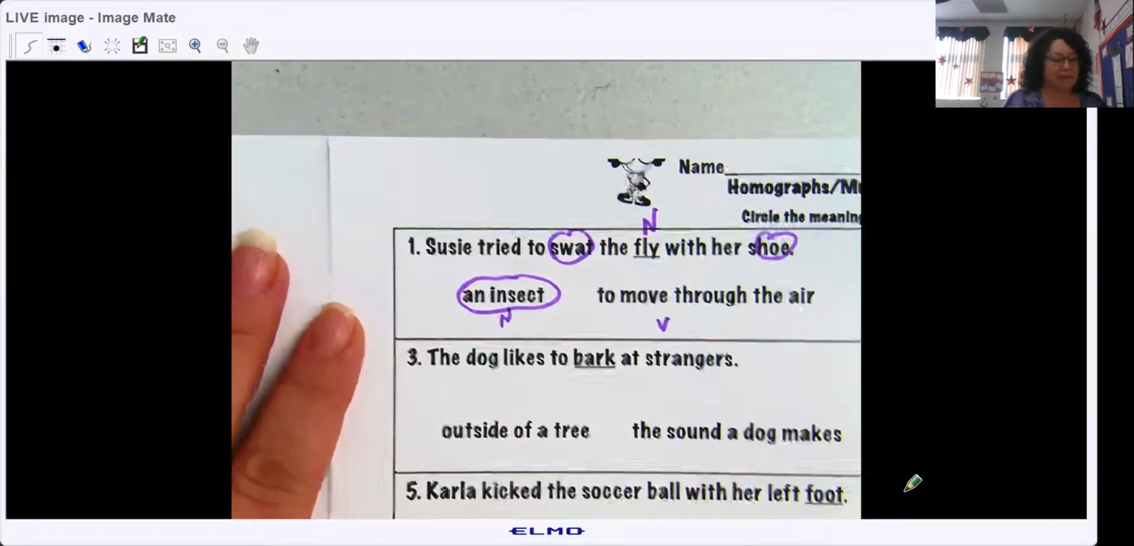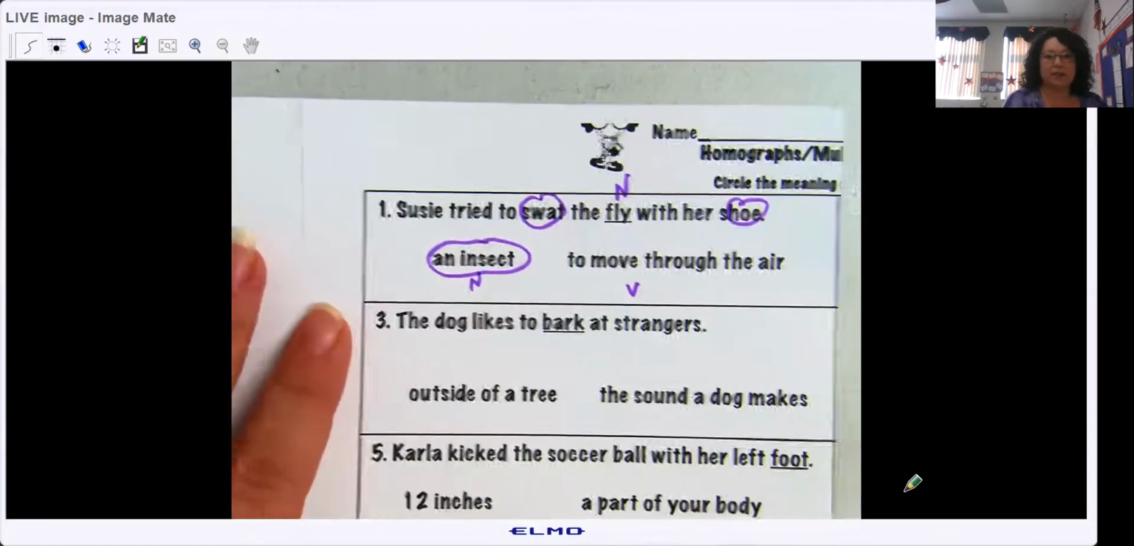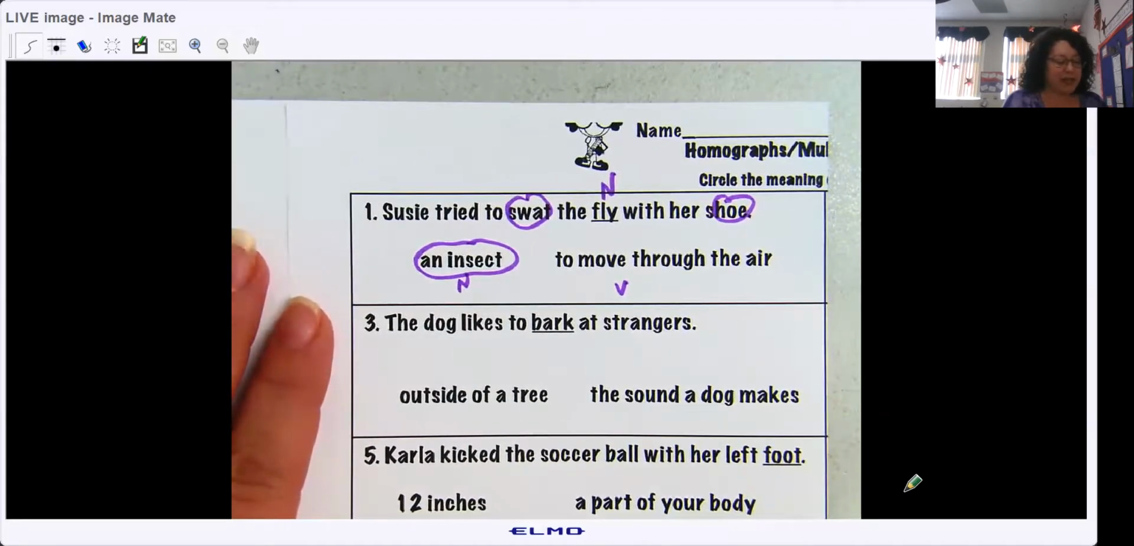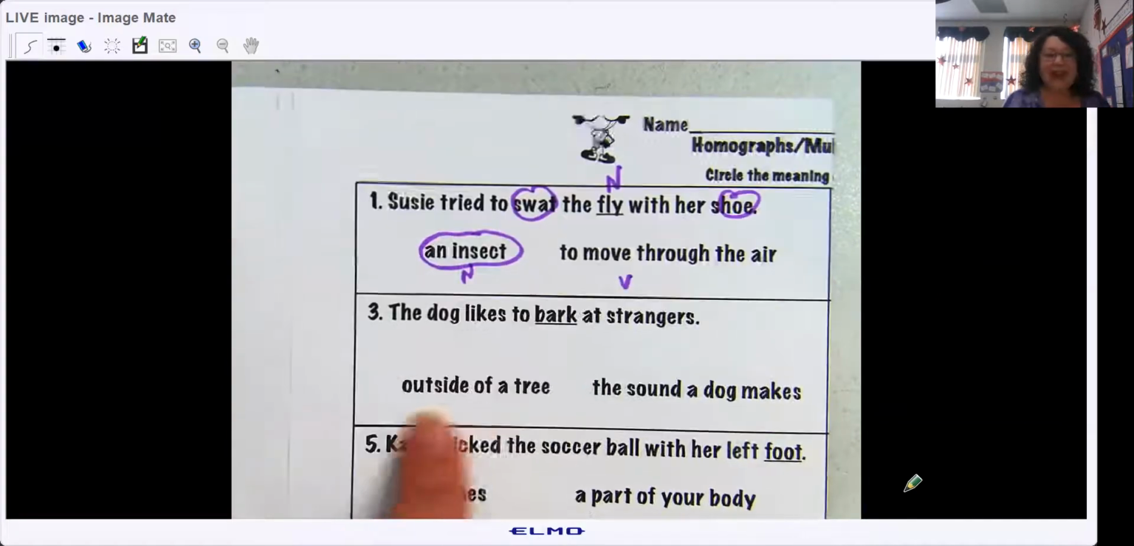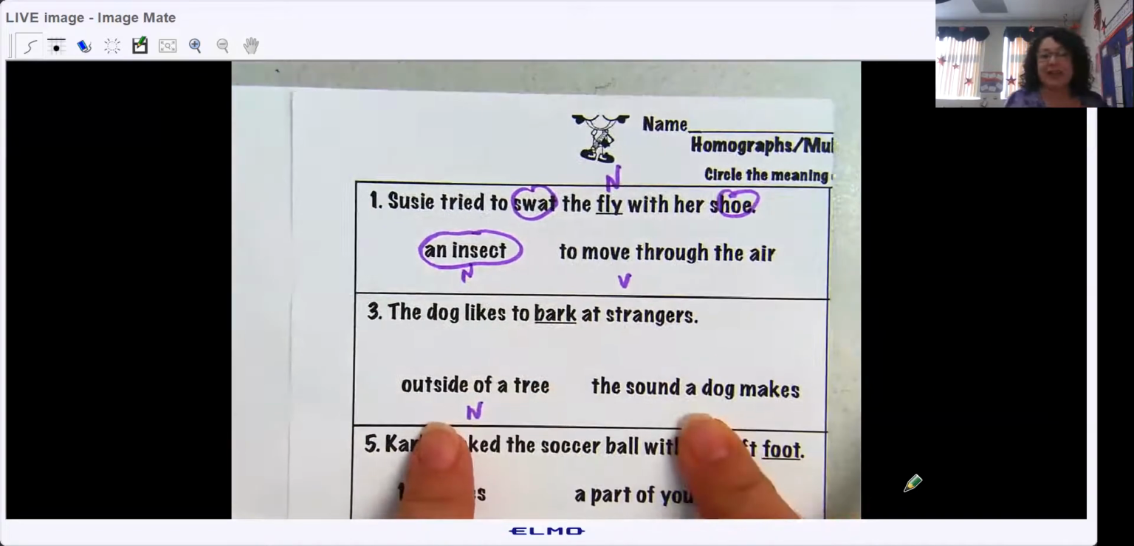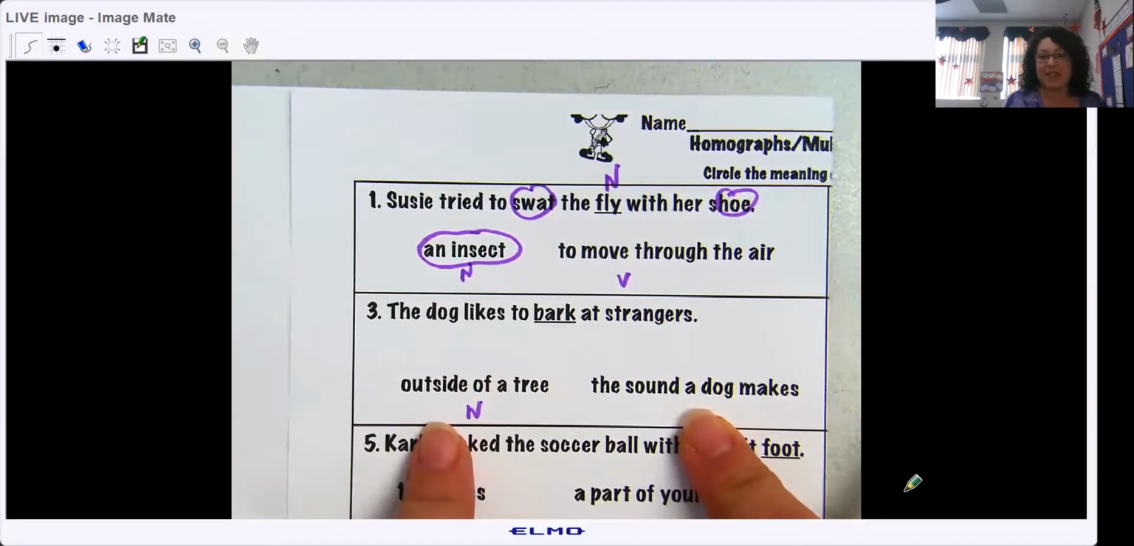I'll just go down this way, since I've got it folded here. Number three, the dog likes to bark at strangers. Is that outside of a tree or the sound a dog makes? Okay, the outside of a tree is a noun. It's a thing, you can touch it. The sound a dog makes would be a verb. It's something that he's doing.